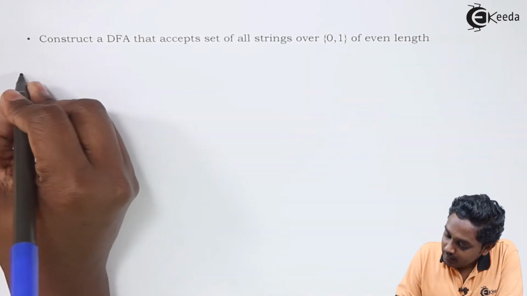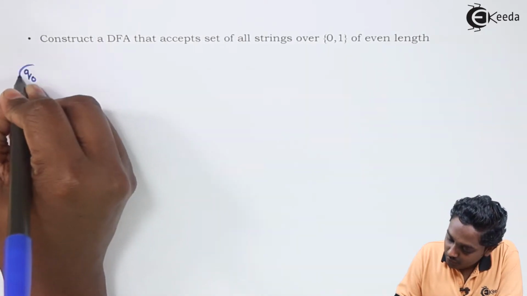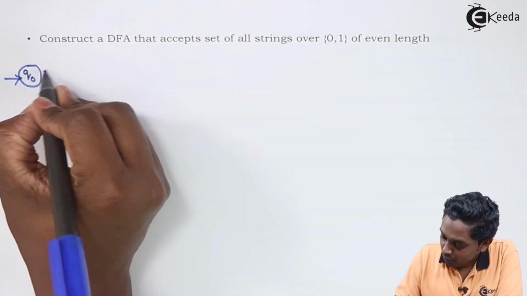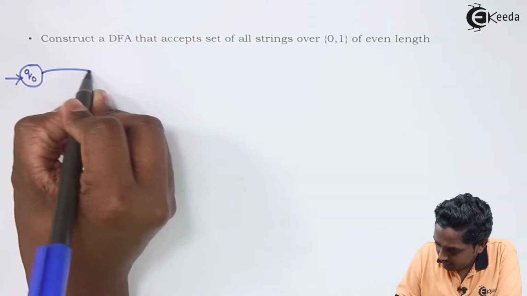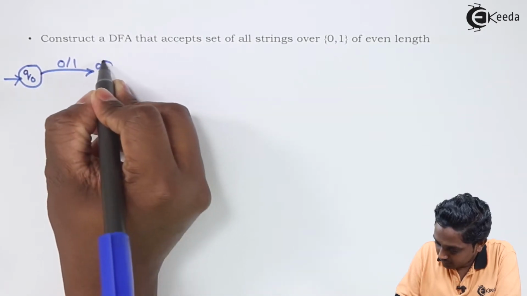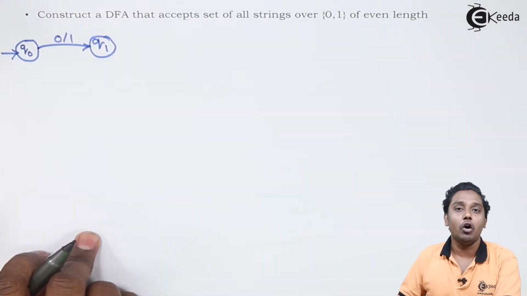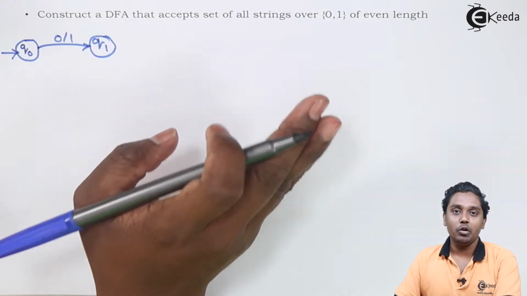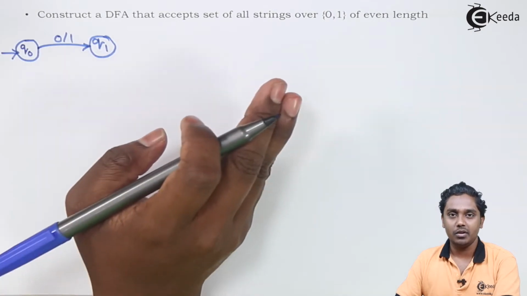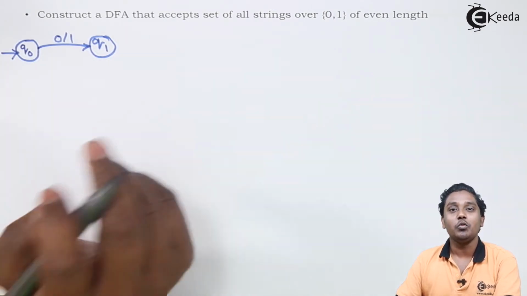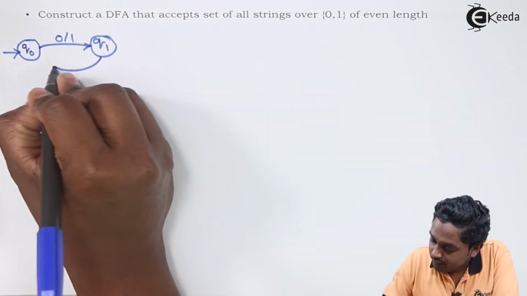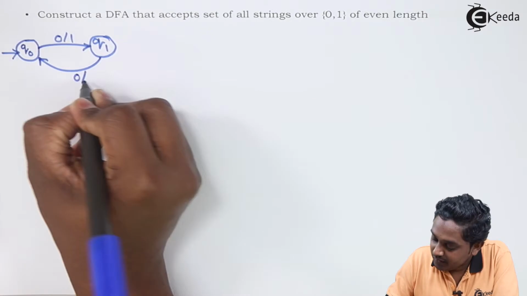Let's see. We start with the initial state Q0. We want even length strings. Let's say the first input alphabet is 0 or a 1. Then we reach Q1. Now the length is odd. On applying the input alphabet 0 or 1, it will have a transition from Q0 to Q1. So Q1 is the state which remembers the odd length. So definitely Q0 was the state which was remembering the even. So we'll go back to Q0 on an input alphabet 0 or 1.